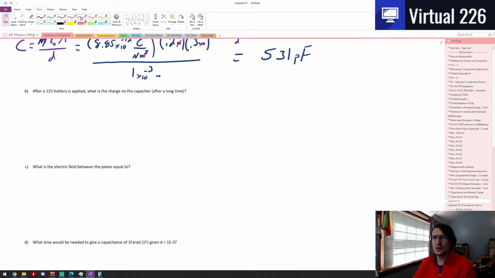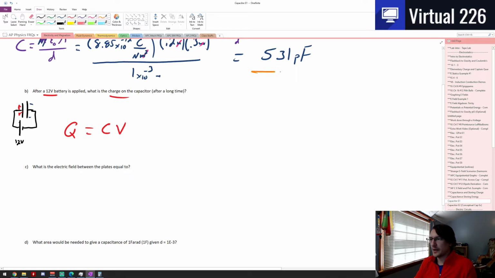In part 2, we have a 12-volt battery applied to the parallel plates. So we'll see this in circuits later, but here are our plates, and we hook up a 12-volt battery to them, and it charges this thing up. Positive, positive, and then here's our negative, negative. What we're looking for here is what's the charge on this capacitor, and we're going to say the capacitor is fully charged after a long time. So we're looking for Q, and Q on a capacitor is just equal to C multiplied by V.